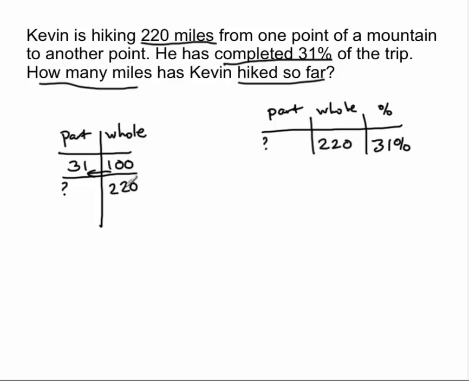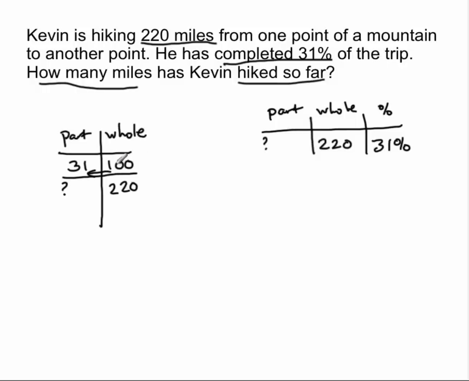Look here. 220 is more than double 100. So therefore the answer should be more than double 31. And doubling 31 is 62. So the answer should be more than 62. If it's not more than 62, our answer is incorrect. Okay, let's do some calculating here.